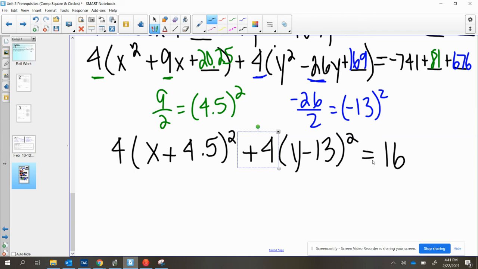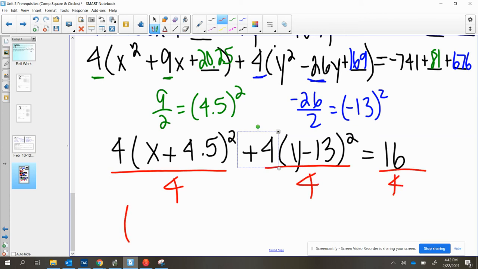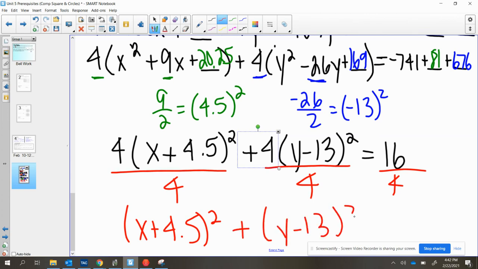Okay. Last but not least, we can divide all of these by a 4, right? And we finally have x plus 4.5 quantity squared plus y minus 13 quantity squared equals 4.